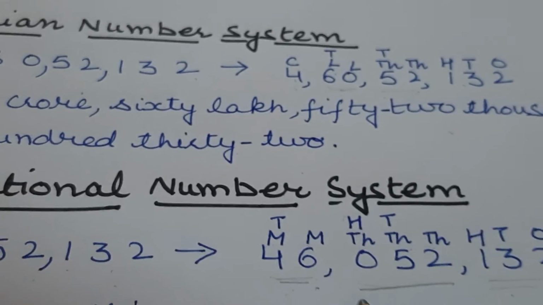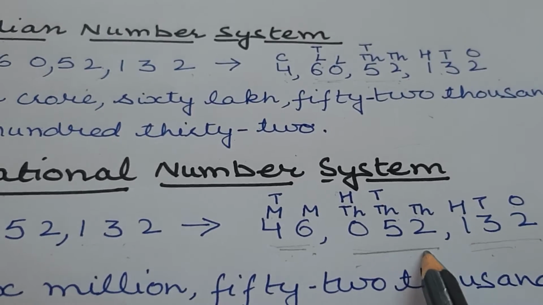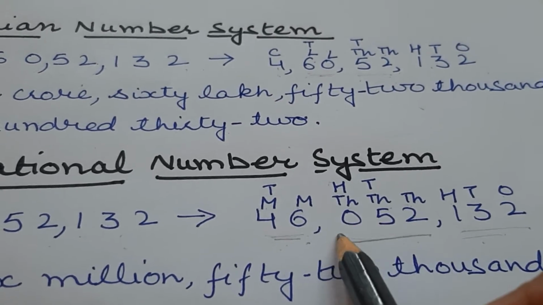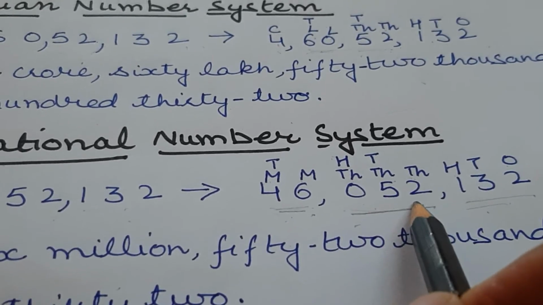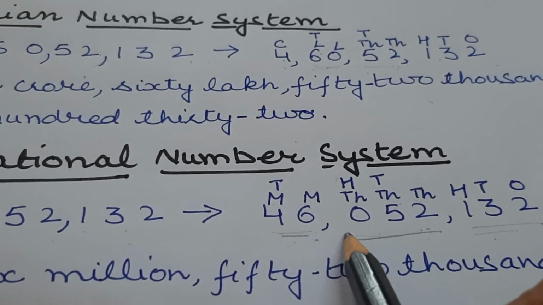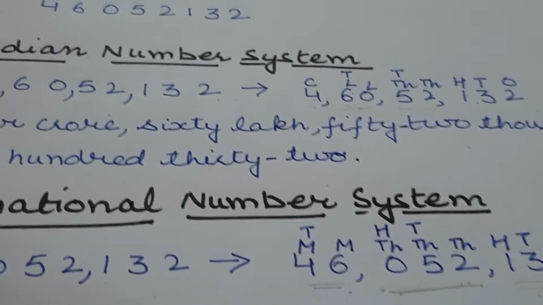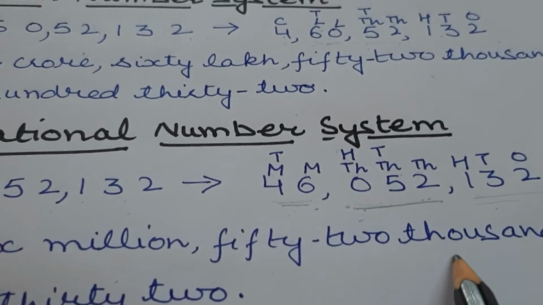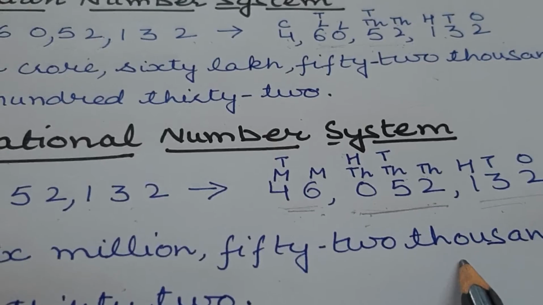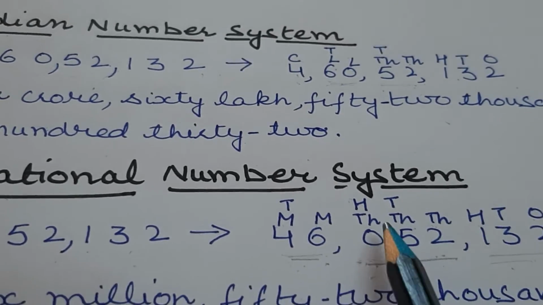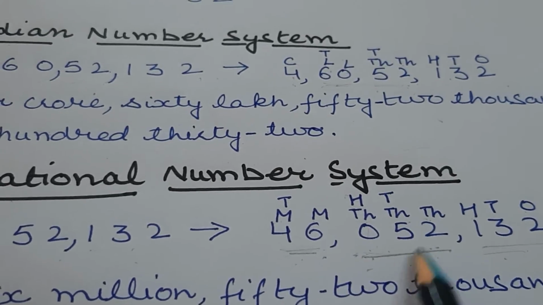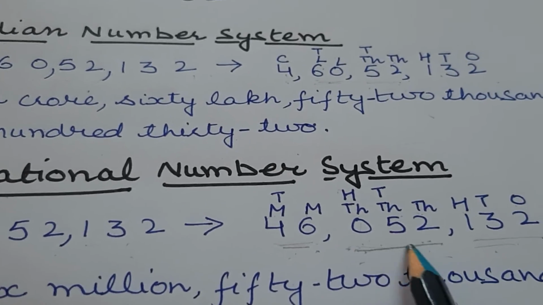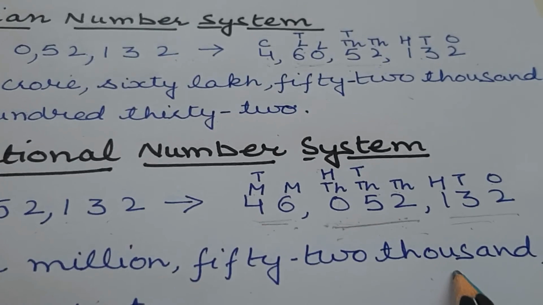Now in the thousand period, what is written? This is 0, so this is only 52. Only 52 is written because the hundred thousand place value is 0. So 52,000. If any number were written here, suppose it is 1, then it would be 152,000. But now it is only 52,000.